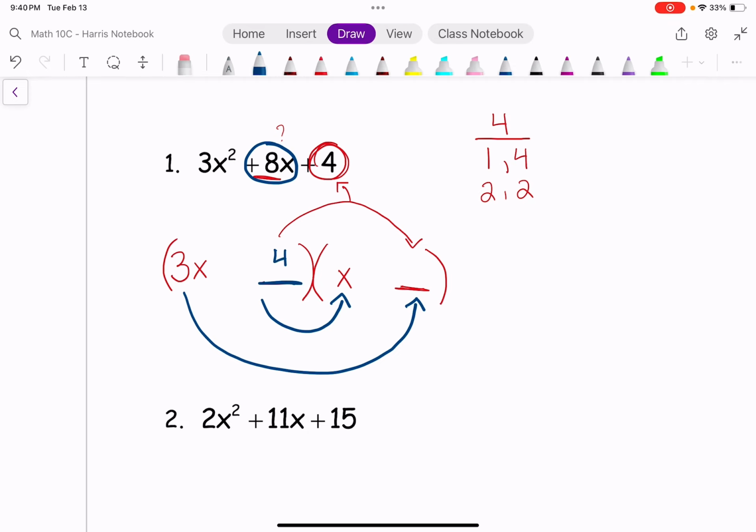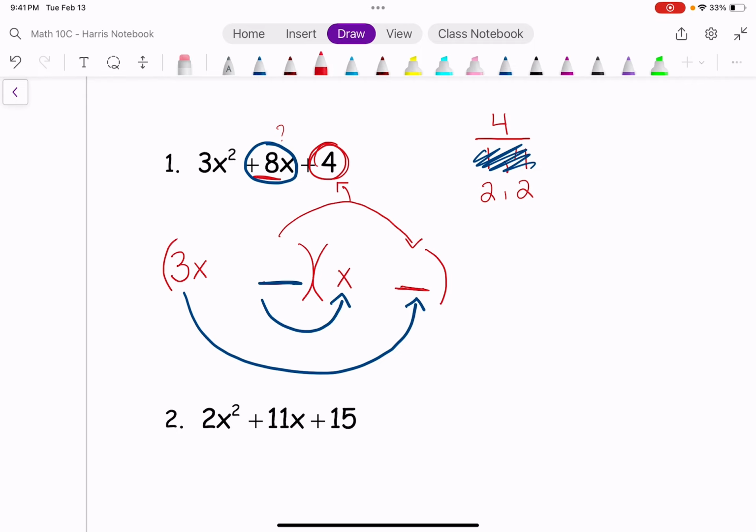I can try it the other way. I can put a 4 here because now placement's going to matter. Before it didn't. I'm going to put a 4 here and I'm going to put a 1 here. So I have 4 times x, so that's 4x. 3 times x, that's 3x. Is 3x plus 4x equal 8x? Nope. So it's not going to be those numbers. So I know that it can't be the 1 and 4. So now I know it has to be 2 and 2.